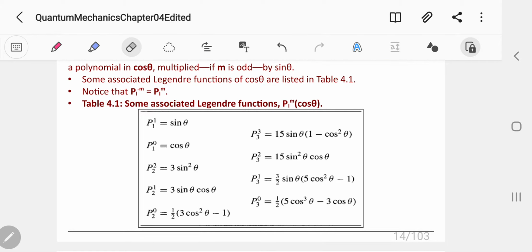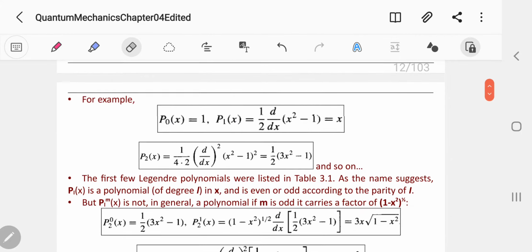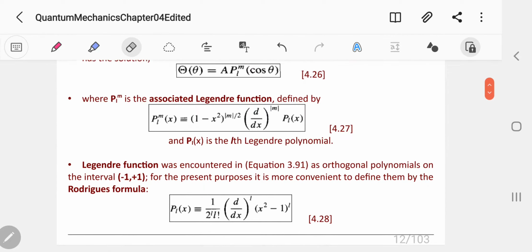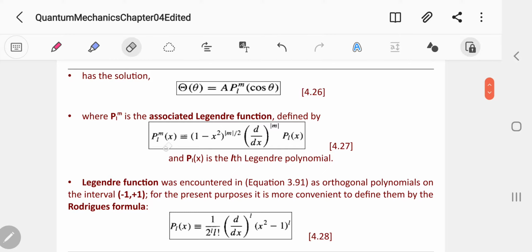Note that P_L^m is equal to P_L^(-m). If you check the formula here, look at this expression. It has an absolute value of m. That's why there is an equality of P_L^m and P_L^(-m).